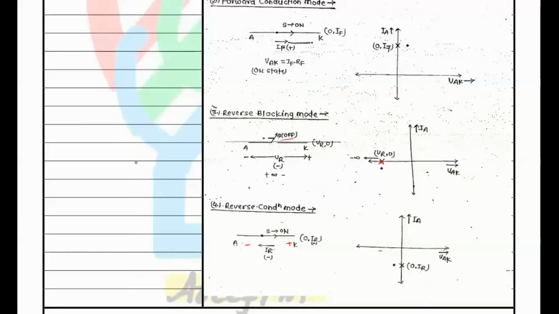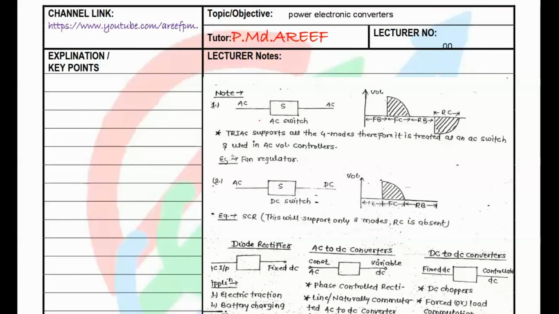So all the four properties are satisfied by only one device called triac. That's why it's called an AC switch. As we discussed earlier, the triac supports all four modes of operation: forward blocking, forward conduction, reverse blocking, reverse conduction. That's why it's called an AC switch.